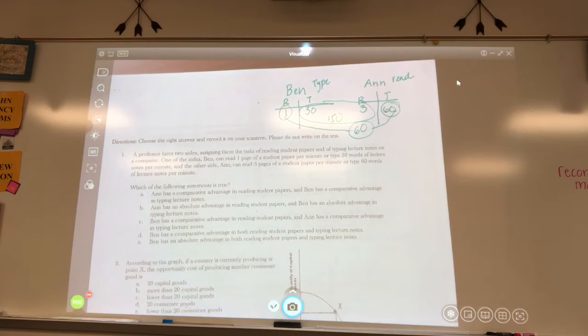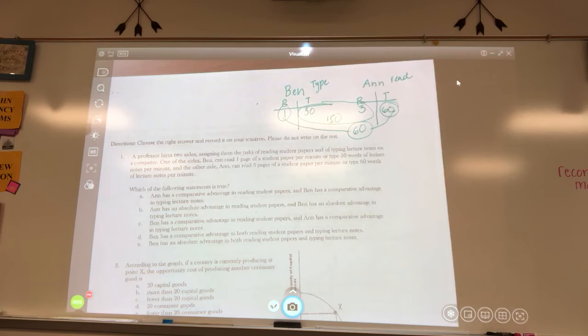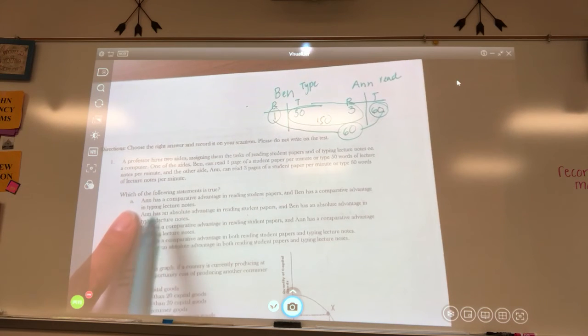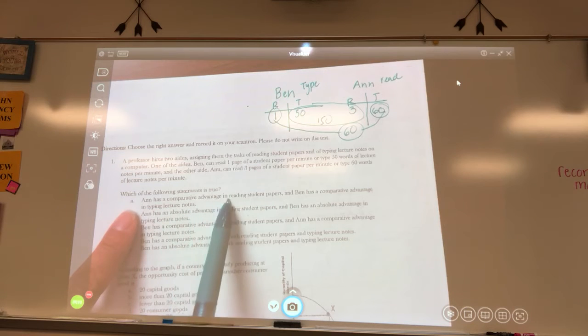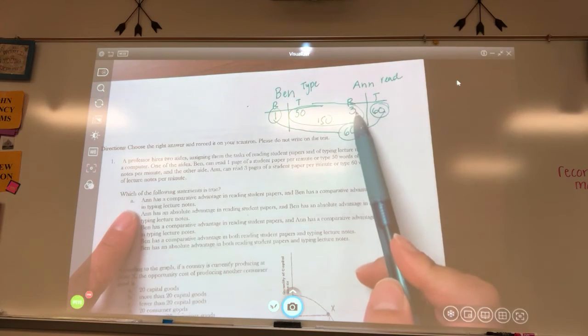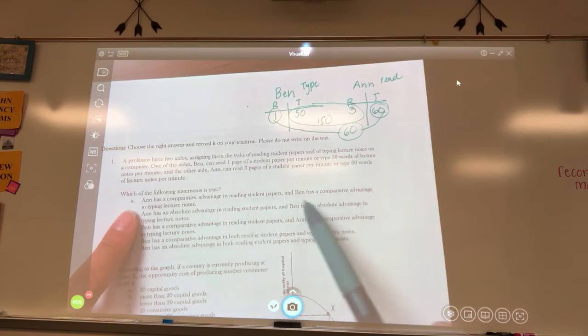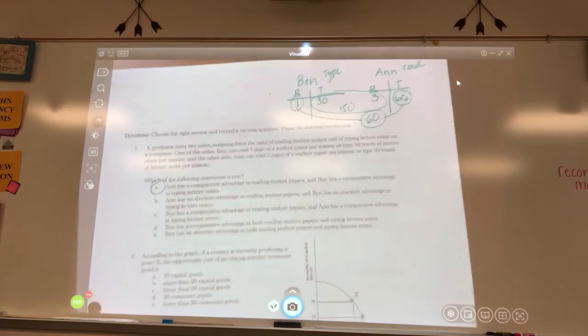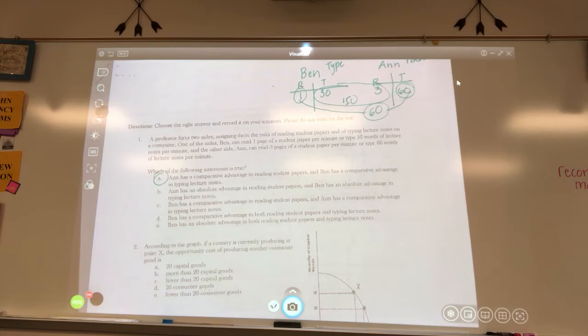And the reason why I did this is I just know this doesn't ask me terms of trade because I don't see that little ratio. So now, do we know which each side needs to do? Okay, so now let's read through this. Which of the following statements is true? Ann has the comparative advantage in reading student papers. Did I just circle that? Yes. Ben has the comparative advantage in typing lecture notes. Thank God I don't have to read the rest. There you go. Okay, do y'all see what I did there for an output question? And so if you just need a quick output cheat, I always multiply. For inputs, I what? I add, okay?